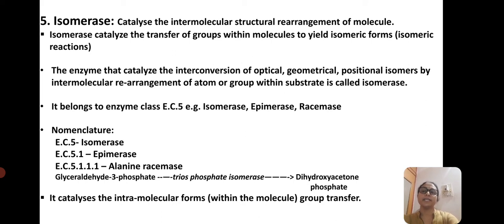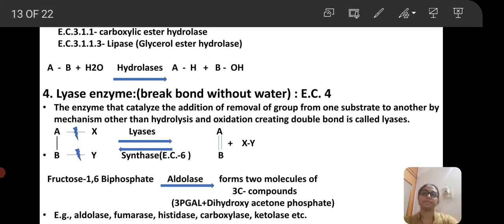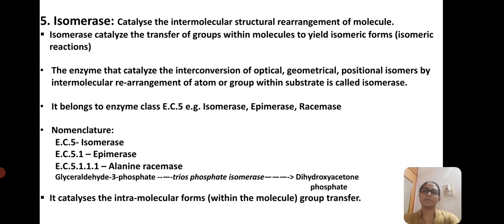Here isomerase is EC 5. 5.1 will be the epimerase, indicating which particular group is involved. And 5.1.1.1, with the fourth digit, indicates alanine racemase, showing which particular product is obtained.